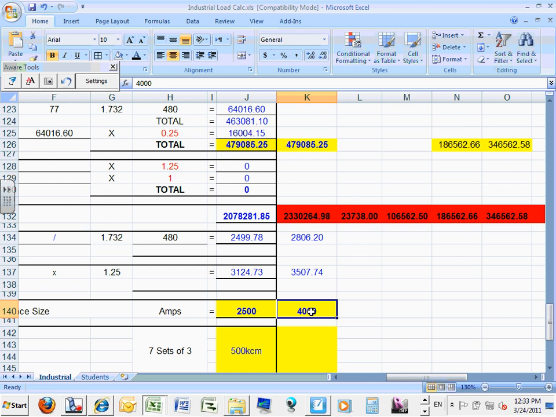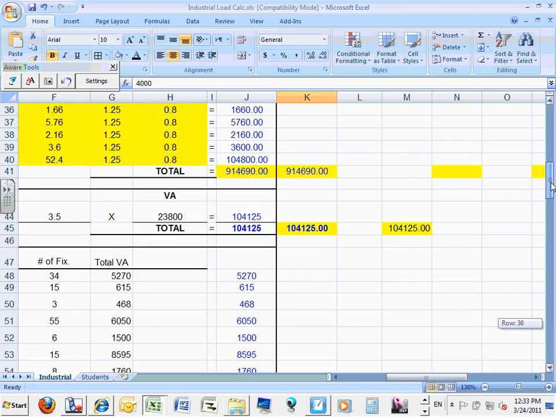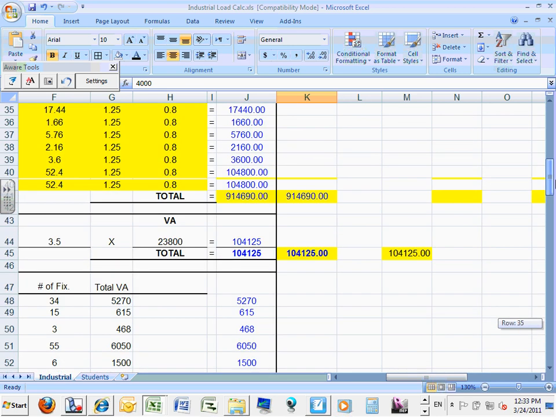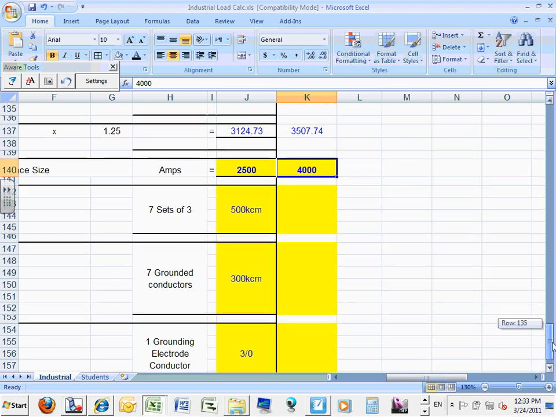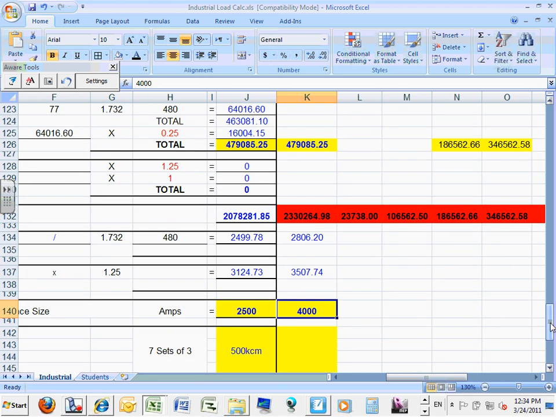Let me go do the receptacle panel. I'm going to do the receptacle panel right next to it. Expansion is 0.25 or 1.25? The future expansion is 25%. But if I give you a 3% salary increase, what's your total salary? 1.03 times your original salary.